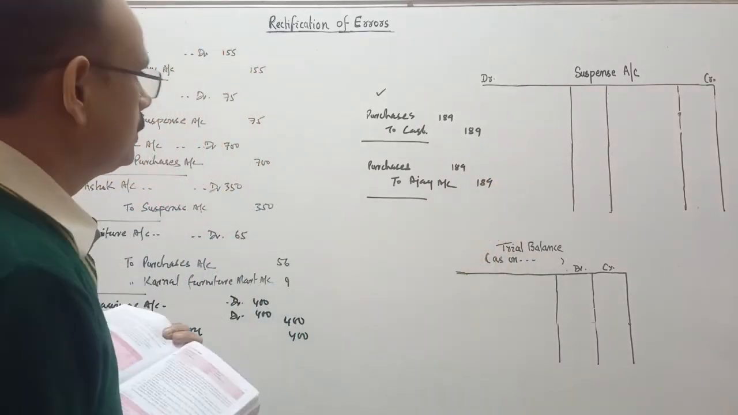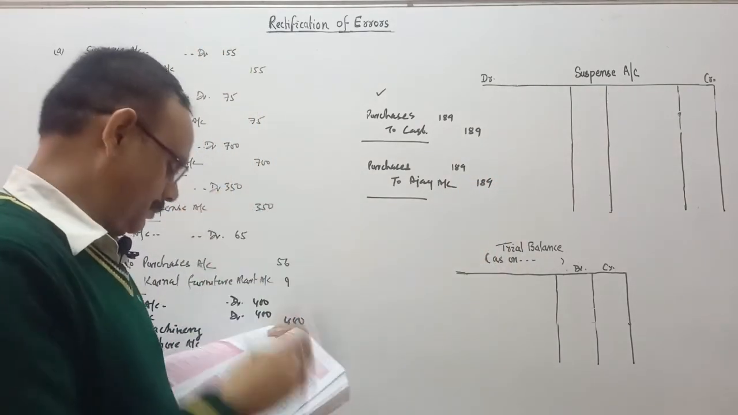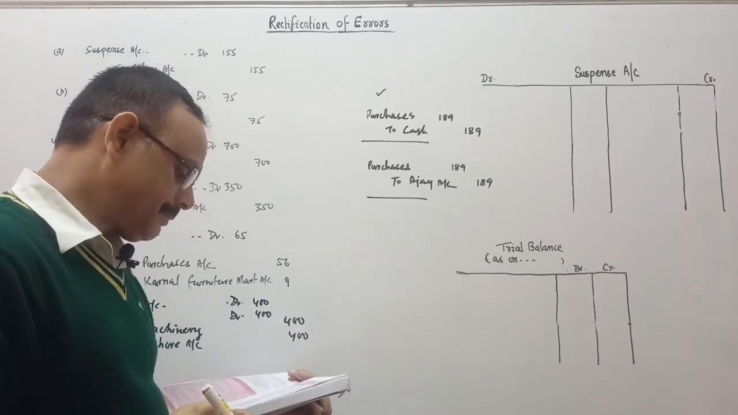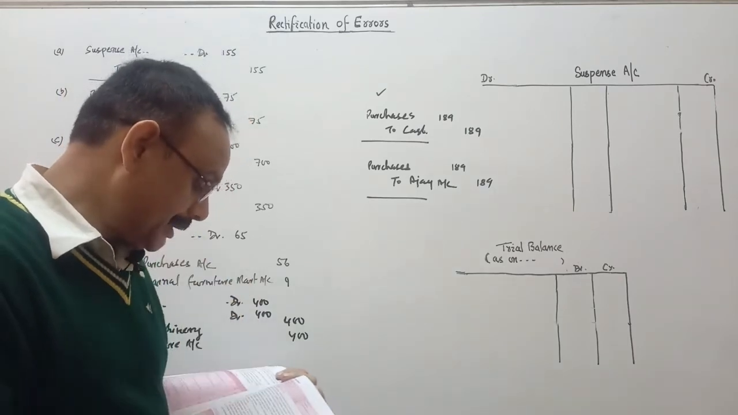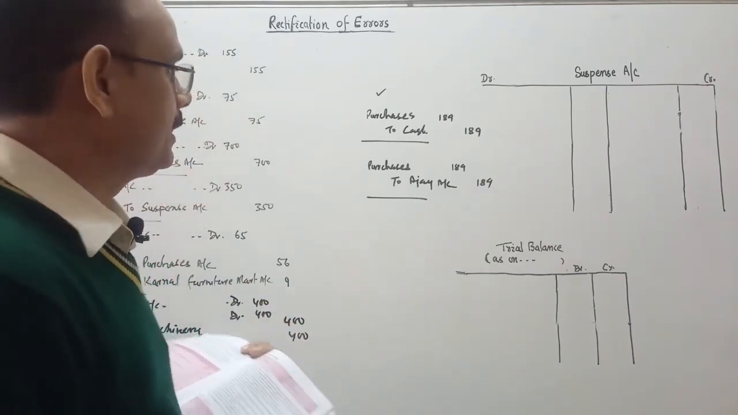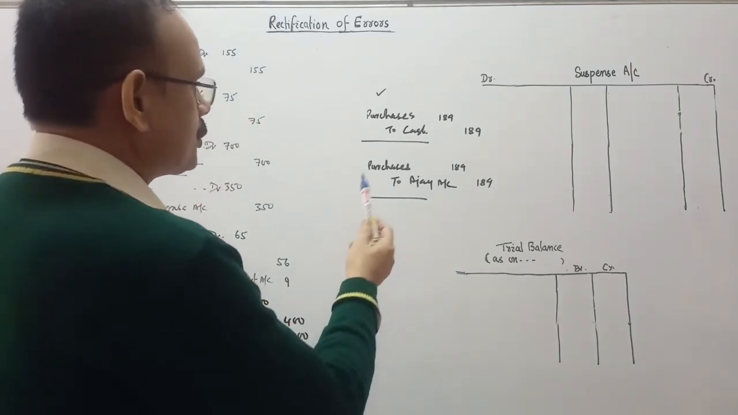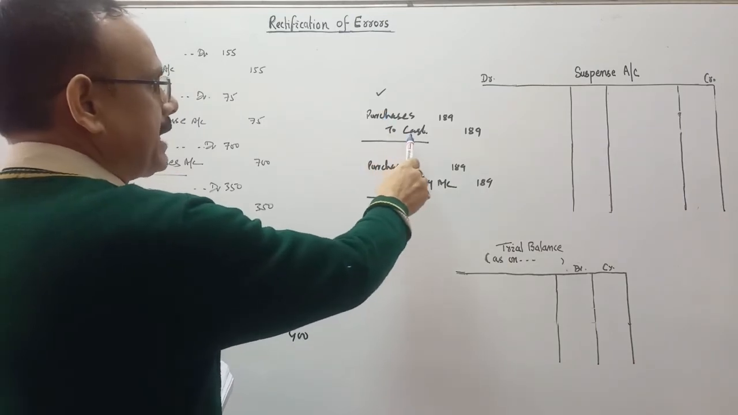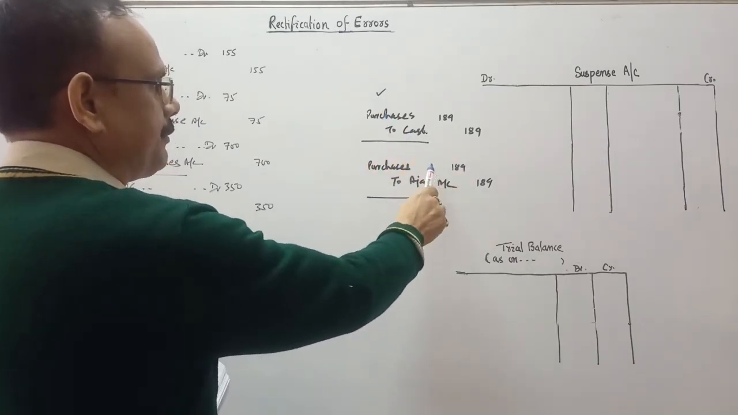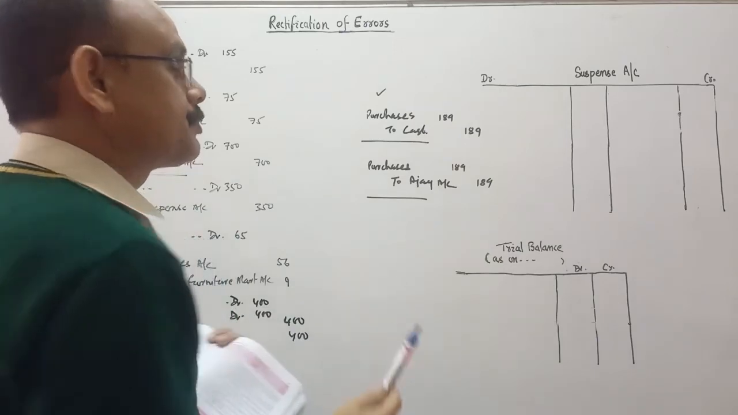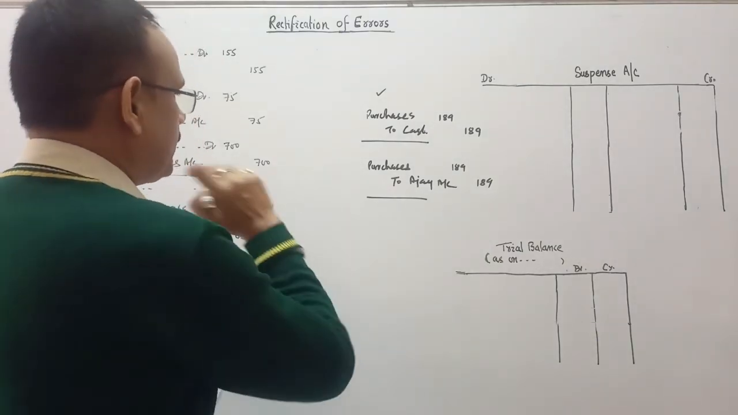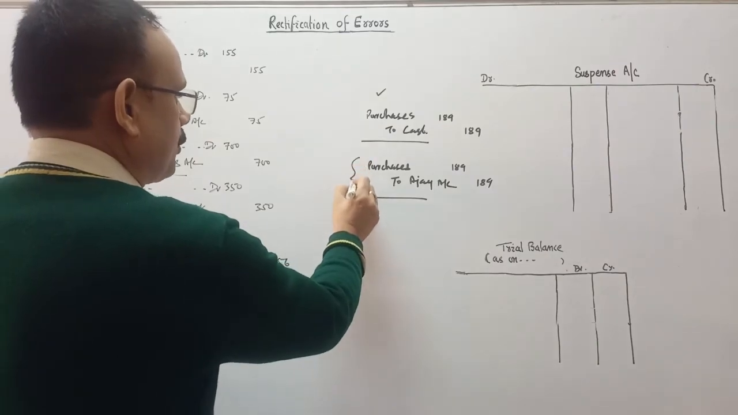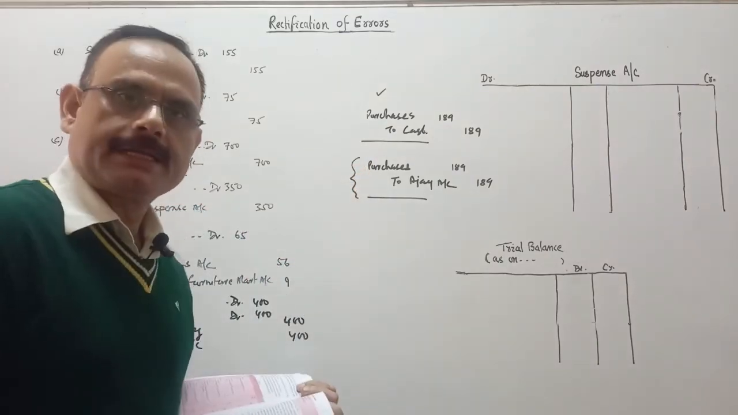So purchase of goods for cash from Ajay was recorded in the cash book as well as in the purchase book and posted from them. So every debit has a corresponding credit. Purchase is debit, cash is credit, purchase is debit, Ajay is credit. So the trial balance will match. This is the wrong entry which is recorded in the purchase book.